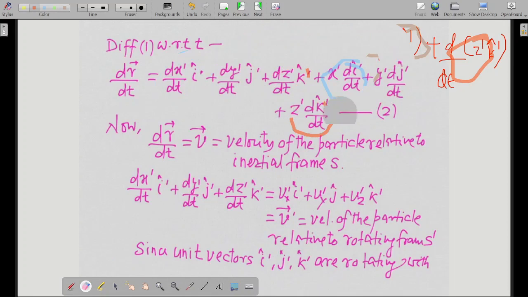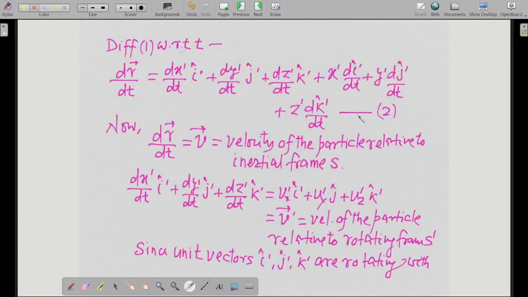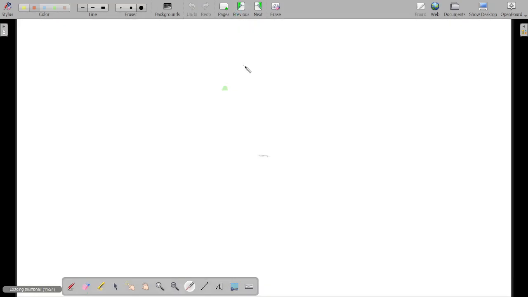So I showed it successfully to you, how we have differentiated. This is your equation number 2, suppose. Now dr by dt is equal to your v, that is the velocity of the particle relative to the inertial frame S. So dr vector by dt is equal to v vector, the velocity of the particle relative to the inertial frame S, right?